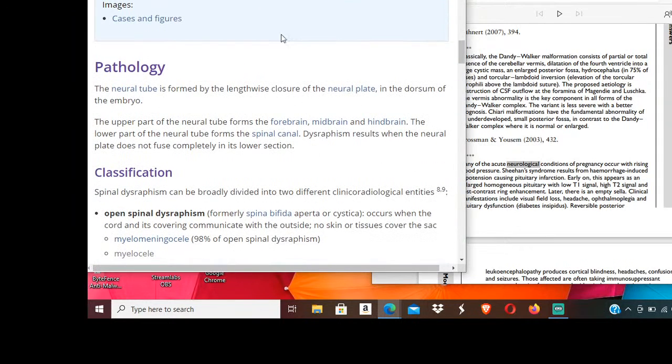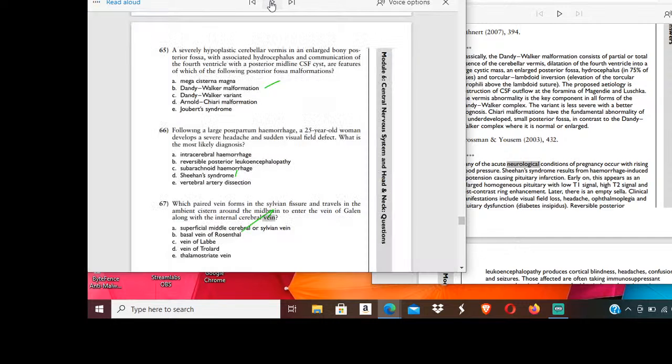Which paired vein forms in the Sylvian fissure and travels in the ambient cistern around the midbrain to enter the vein of Galen along with the internal cerebral vein?